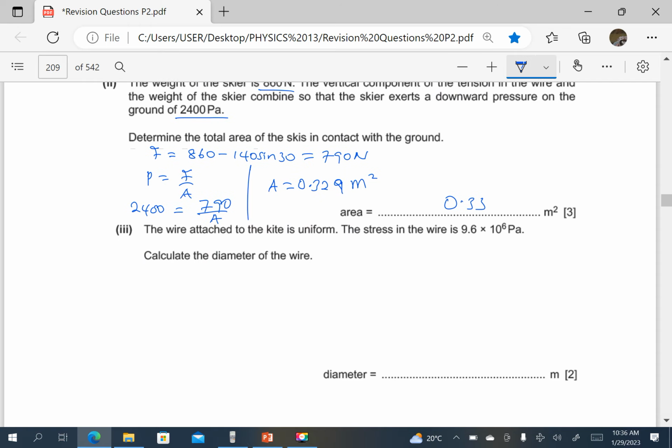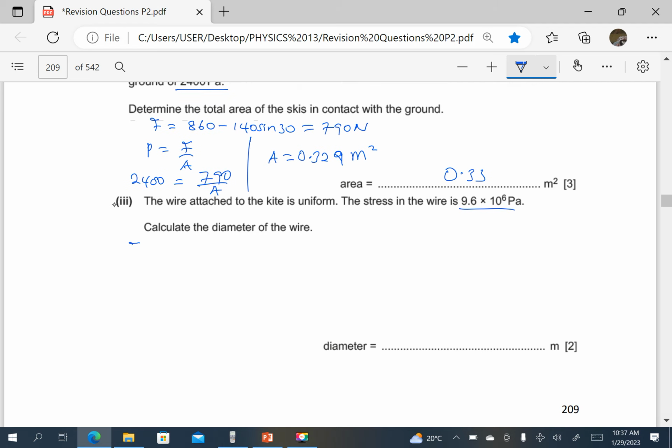The wire attached to the kite is uniform. The stress in the wire is 9.6 times 10 power 6 pascals. Calculate the diameter of the wire. So we know that stress, sigma, is force over cross-sectional area. That would be force over pi r squared, which would be force over pi into diameter over 2, squared, which becomes 4F divided by pi d squared. When I square d over 2, it becomes d squared over 4, so the 4 goes up.